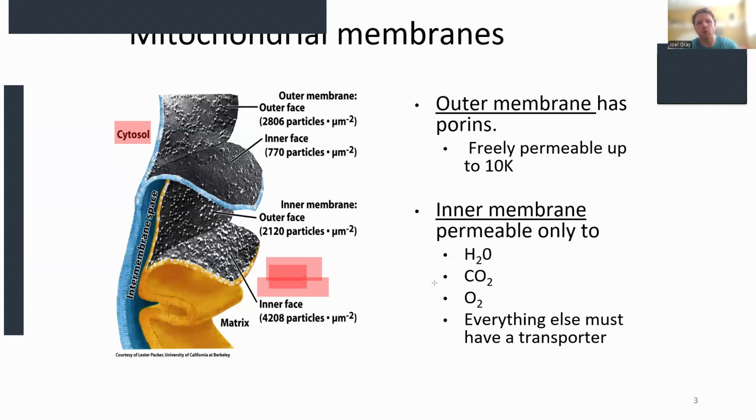Now, what's important about that outer membrane is that it has openings. It is freely permeable up to 10K. What that 10K means is 10 kilodaltons, or 10,000 daltons. The inner membrane, however, is only permeable to water, CO2, and O2. That's it, so it's very, very selective. In order for something to pass through the inner membrane, it has to have a transporter, a mechanism to bring it directly across.